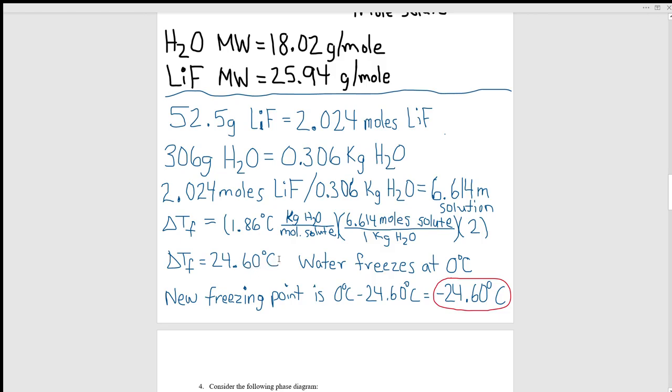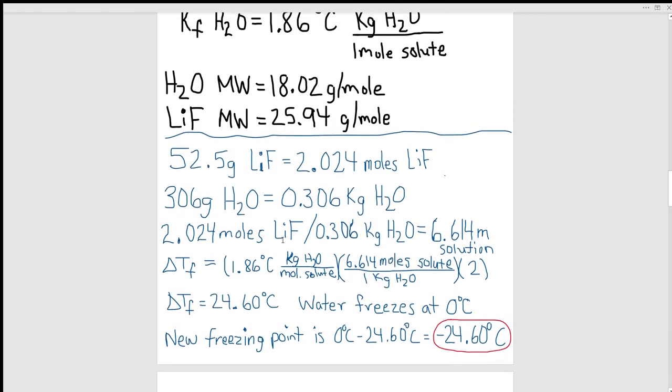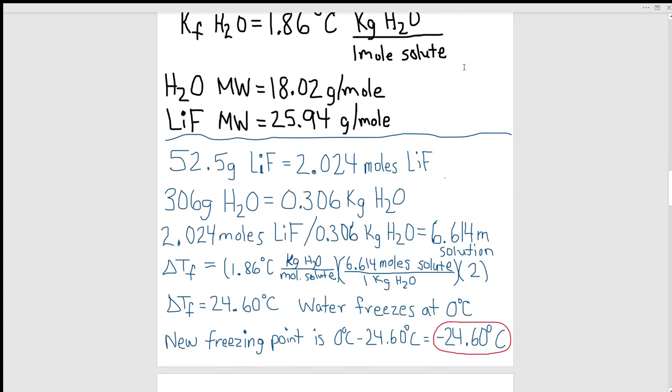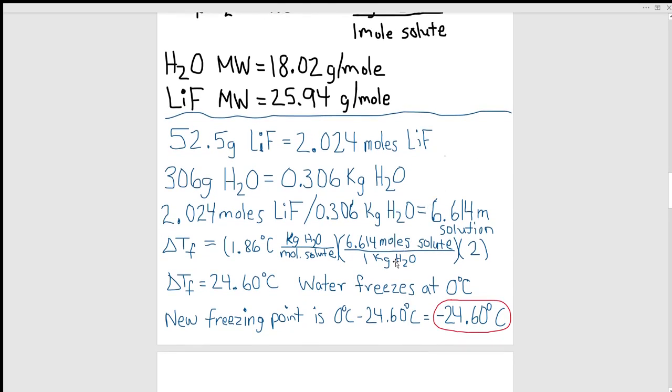And as I've mentioned earlier, the Van 't Hoff factor for lithium fluoride is i equals 2. So when we multiply these 3 numbers together, we find that the change in the freezing point temperature of the solution is equal to 24.60 degrees Celsius. However, we're not done just yet, because remember, the problem asks us to calculate the freezing point of the solution, not the change.